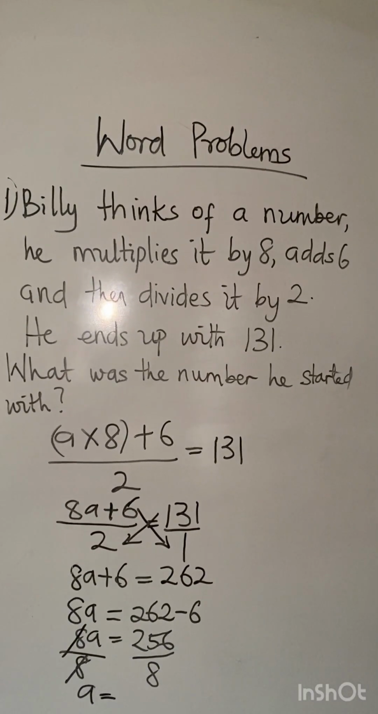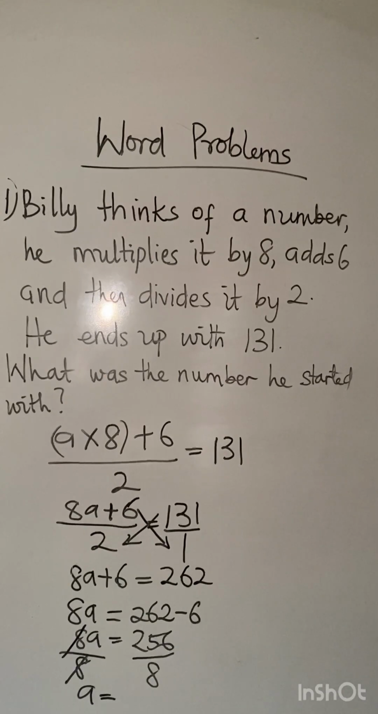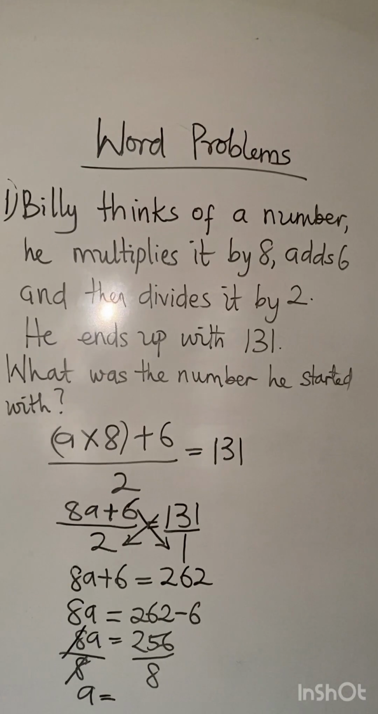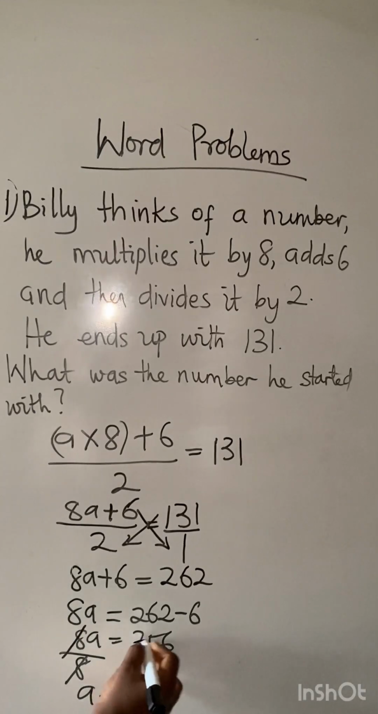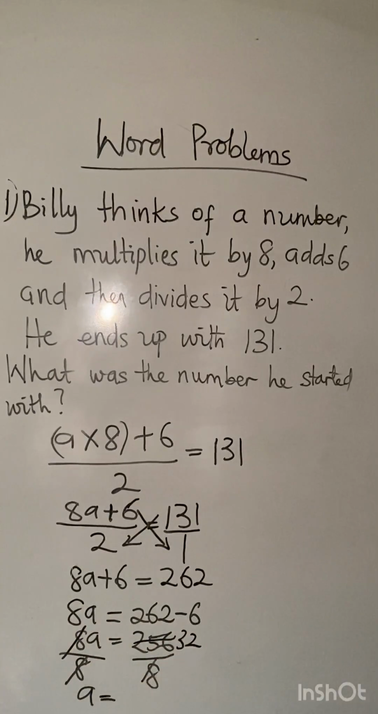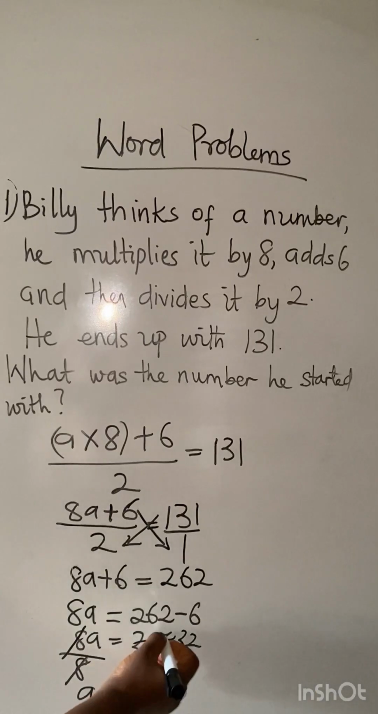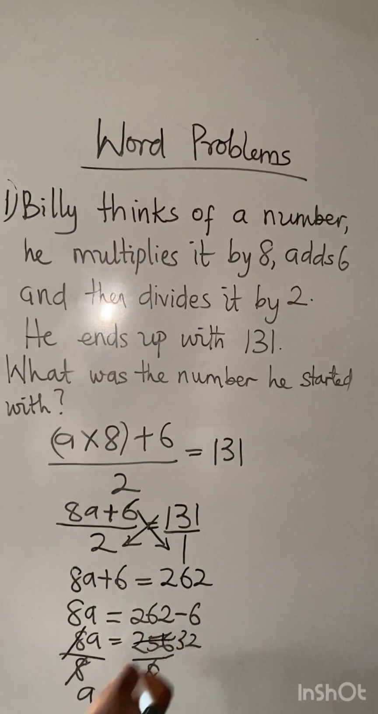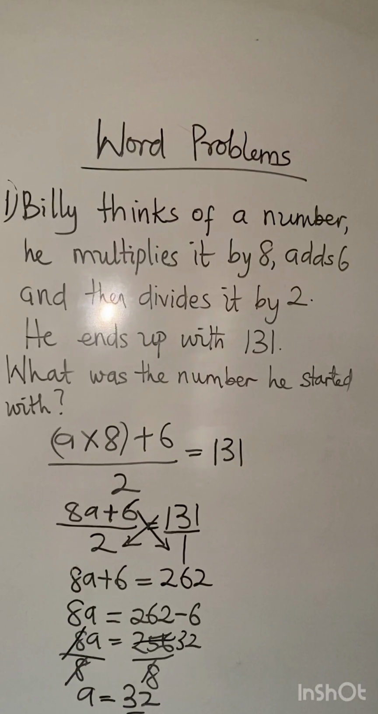Now 256 divided by 8 will, of course, be 32. Because 8 here is 3. Remember, 1. 8 and 16 is 2. So we have 32. So our final answer is 32. Therefore, the number Billy thought of before the whole series of addition, multiplication, and division was 32.